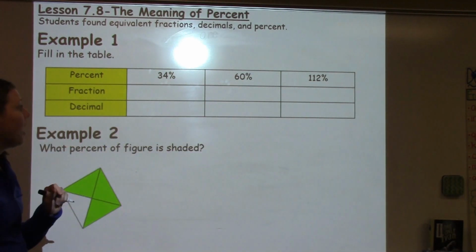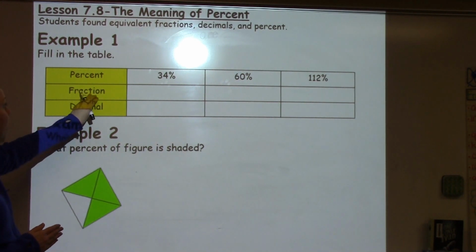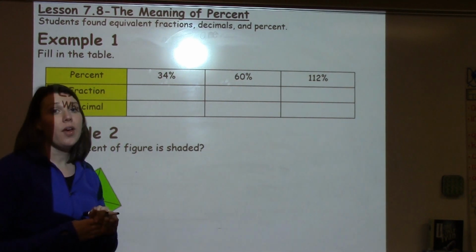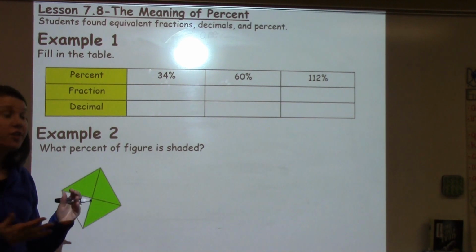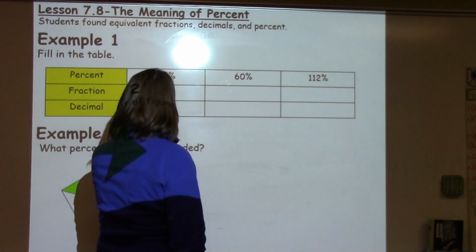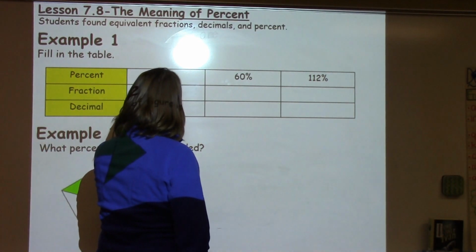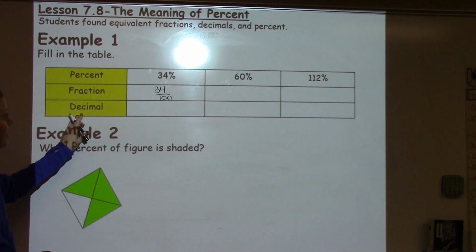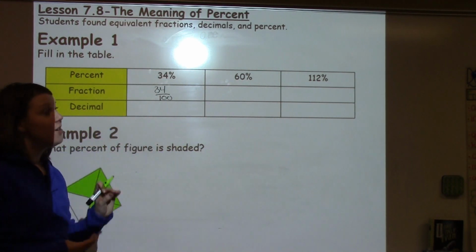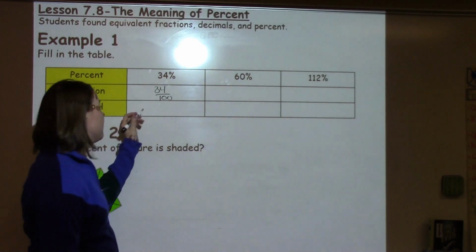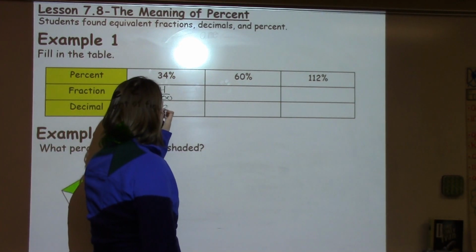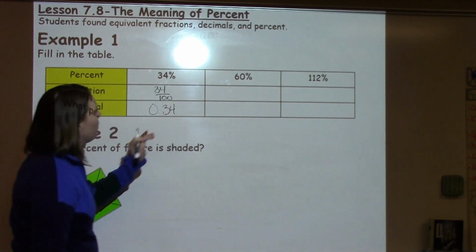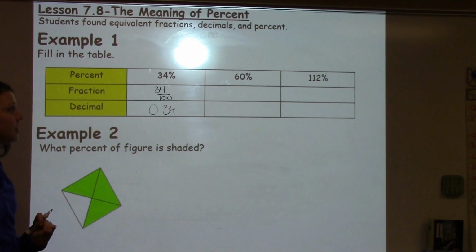So the very first one I have is my 34%. I'm going to write that as a fraction. We know that percents are always out of 100, so I'm going to write 34 over 100 for 34% for being equivalent. Now, as a decimal, 34 out of 100 is the same as 34 hundredths, which I would just write what I just said, 34 hundredths, just like that.